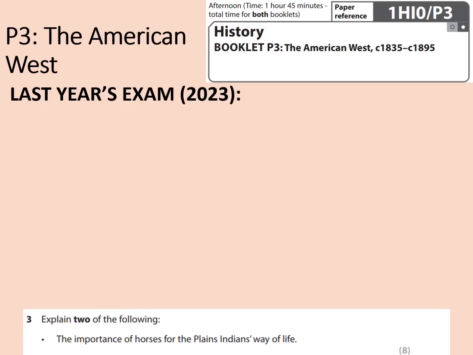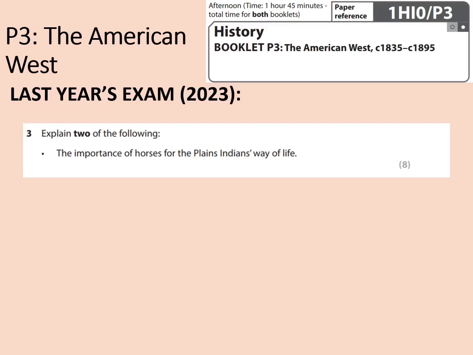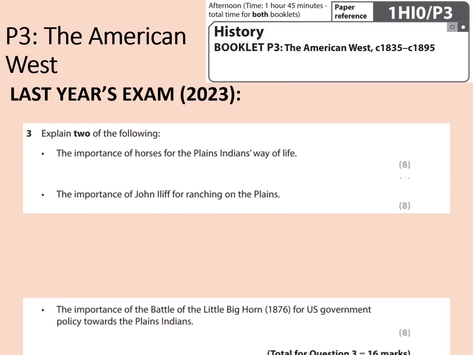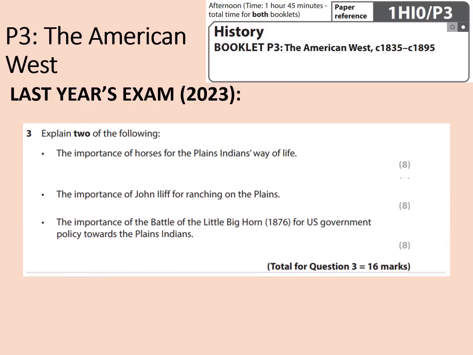Moving on to the explanation questions, you were able to choose from these. Explain 2 of the following. Explain the importance of horses for the Plains Indians' way of life. Explain the importance of John Iliffe for ranching on the plains. And explain the importance of the Battle of the Little Big Horn, 1876, for US government policy towards the Plains Indians. The Rest is History podcast has just released a series of episodes on this. Shame they didn't do it last year. Will these things appear again this year? Well, perhaps not. As we're about to see, there are absolutely loads of topics that have never been touched before. So let's get into them.